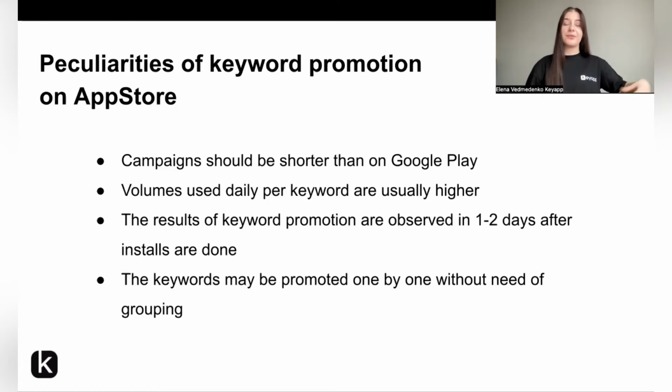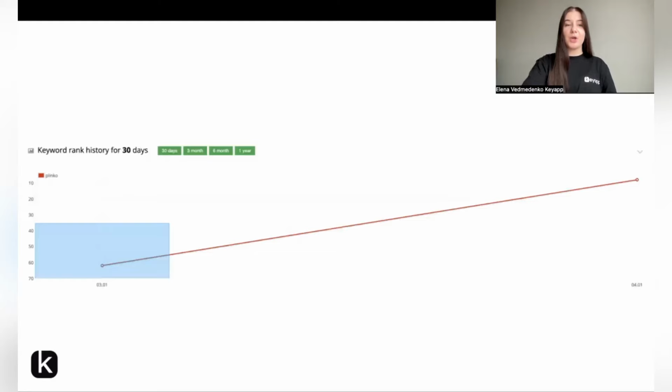You may remember that for Google Play, it is recommended to promote the keywords in the groups. For example, all the keywords with some similar part, like online gambling, gambling for free, gambling application, where the common element is gambling. But working with App Store, there is no need to proceed like this, and you may promote one keyword, achieve top 1, then take to the promotion another keyword, achieve top 1, and so on. And let's go to some examples of keyword promotion on App Store in iGaming niche now.